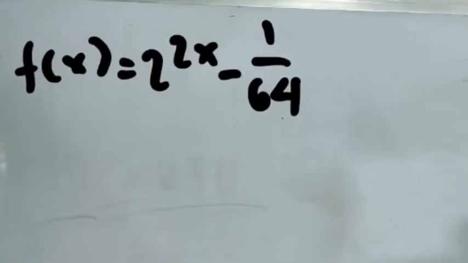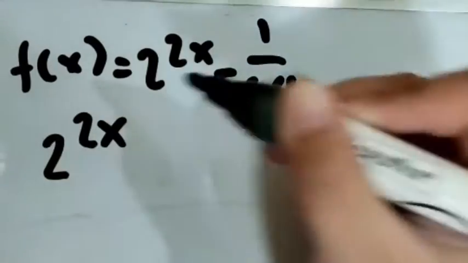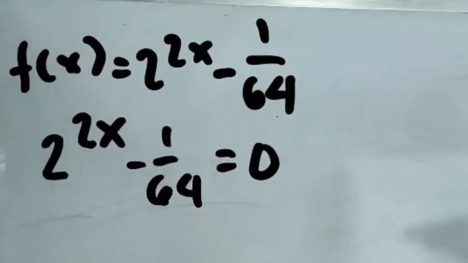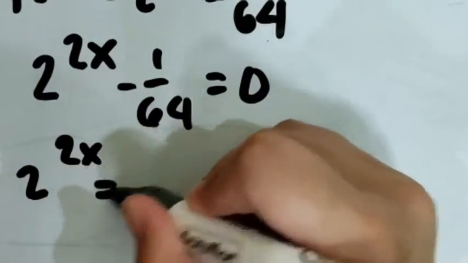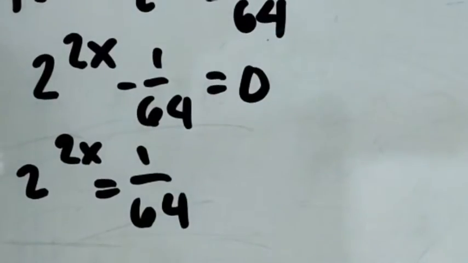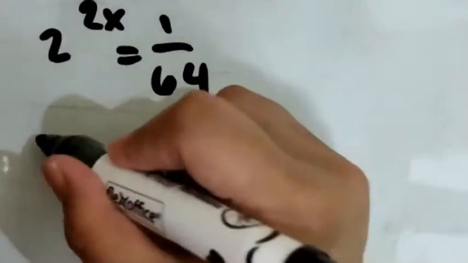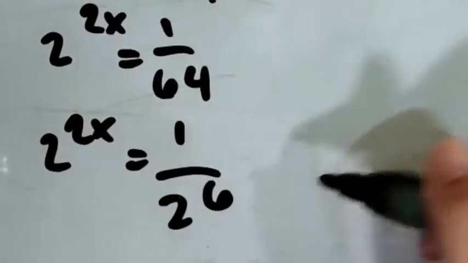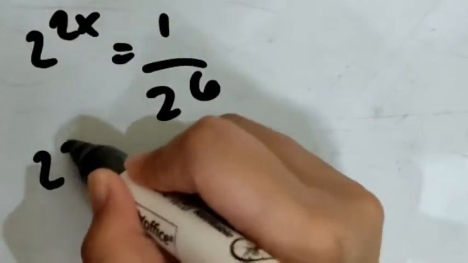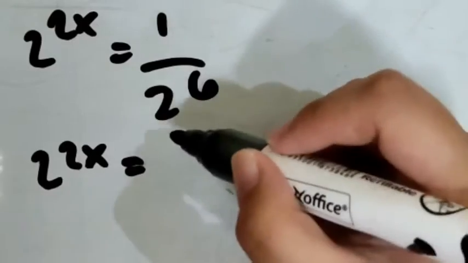Now let us move on to the next example with the given f(x) equals 2 to the power of 2x minus 1 over 64. First, equate the expression of the exponential function to 0, and then transpose the constant to the right side. Negative 1 over 64 will become positive 1 over 64. Since the base is not the same, rename 1 over 64 so that it'll be the same. As for the fraction, the exponent will become negative to get rid of the fraction.